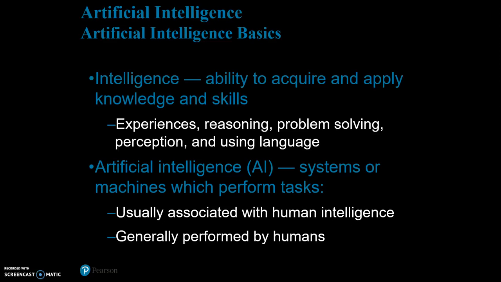AI, or artificial intelligence, is a branch of computer science. We have many different branches, and AI just happens to be one of them. It focuses on creating computer systems or computer-controlled machines that are able to perform tasks usually associated with human intelligence, and generally performed by humans. We're not officially talking about robots here, not yet.